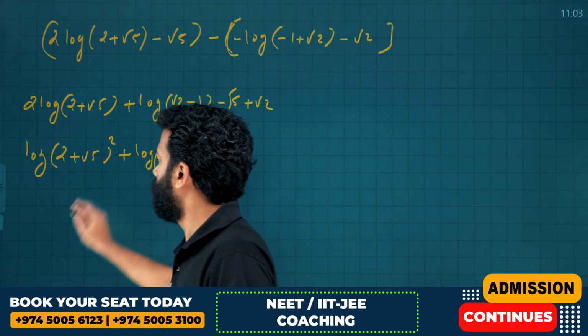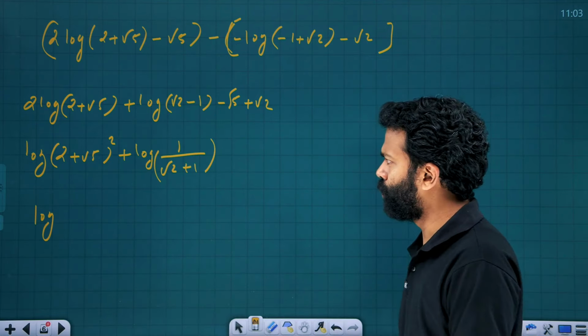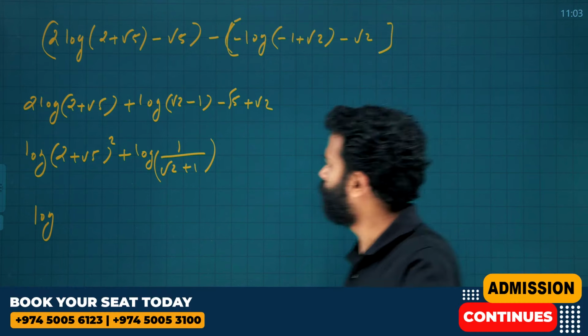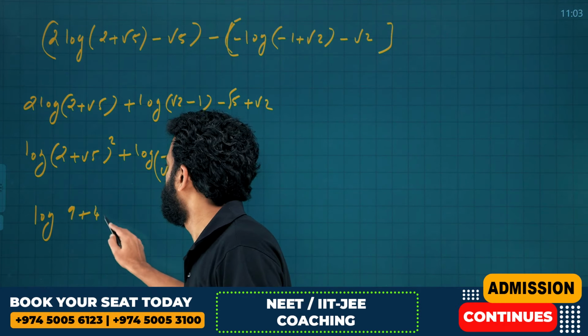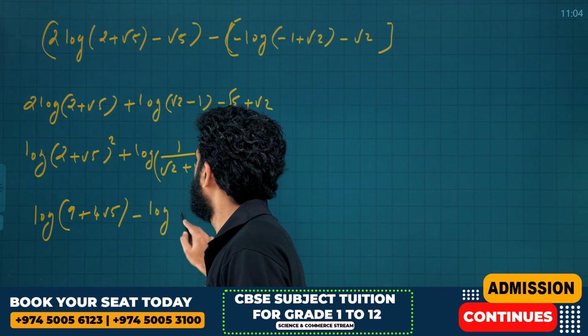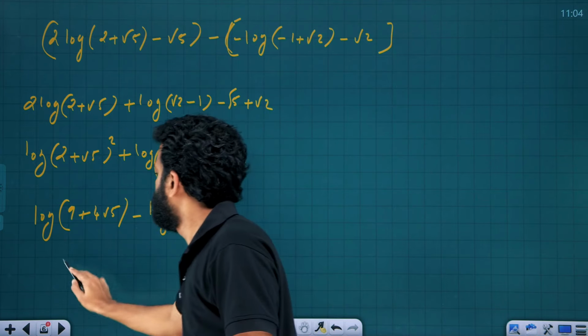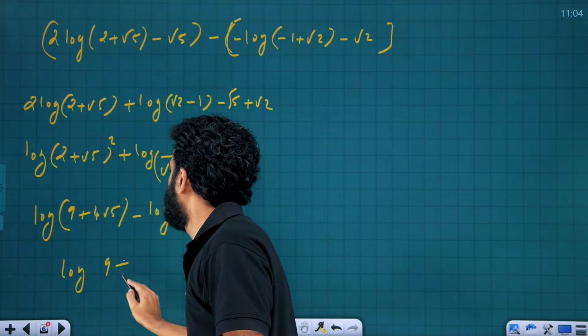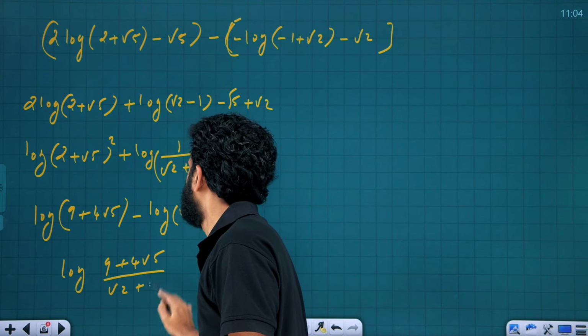And this will be, if you square it, log (2 plus root 5) whole square will be log (4 plus 5), that is 9, 9 plus 4 root 5. Okay. Minus log (root 2 plus 1). This, if you take it, the minus will be there, right? And this will be log of (9 plus 4 root 5) divided by (root 2 plus 1).